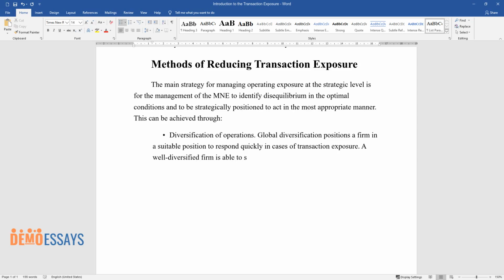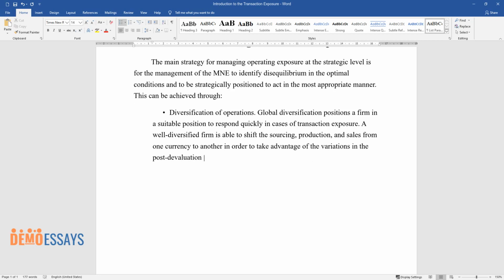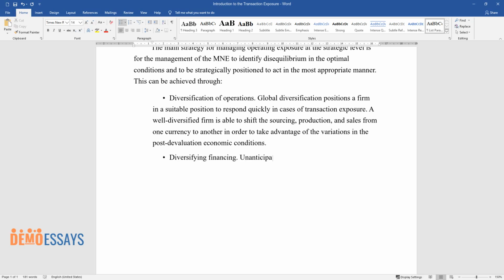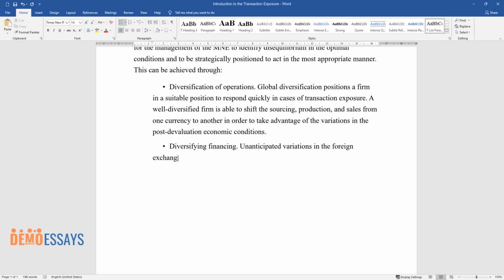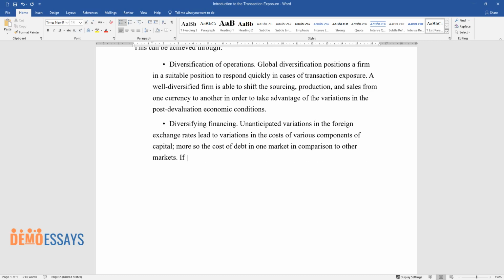A well-diversified firm is able to shift the sourcing, production, and sales from one currency to another in order to take advantage of the variations in the post-devaluation economic conditions. Diversifying financing. Unanticipated variations in the foreign exchange rates lead to variations in the costs of various components of capital, more so the cost of debt in one market in comparison to other markets.